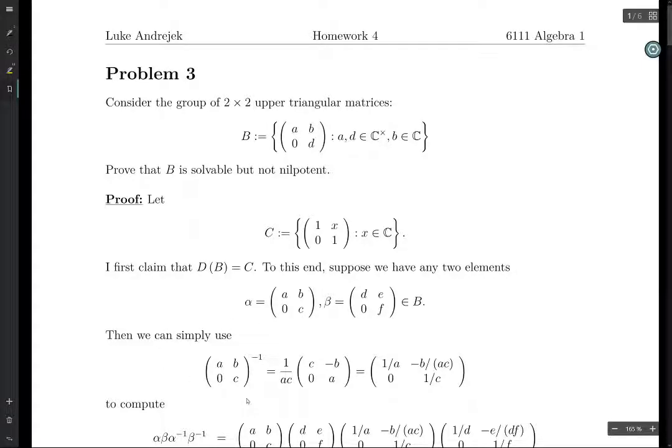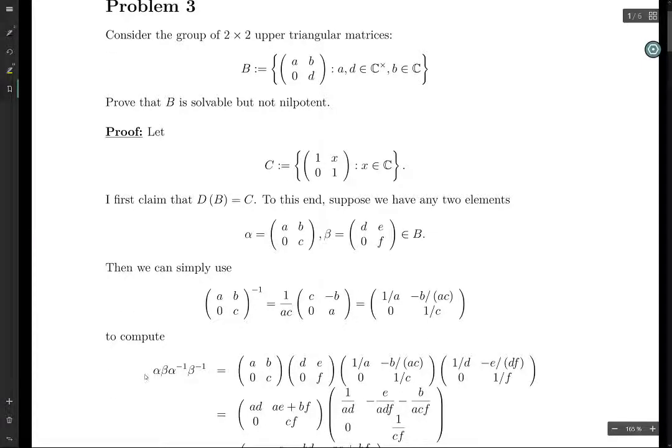Then you use basic linear algebra, or even pre-linear algebra. I think you might even learn this in high school. But wherever you learn it, this is the general formula for looking at inverses of a matrix. I just multiplied through here.